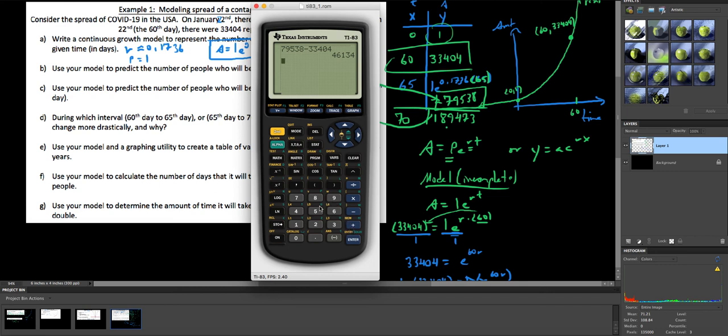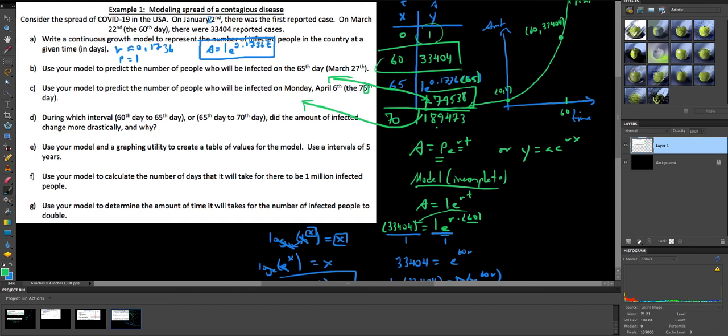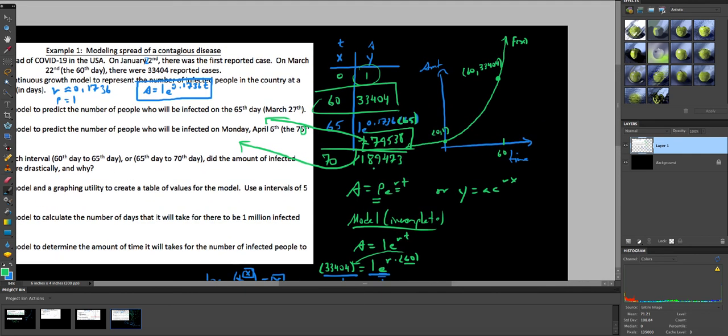Between the 70th and the 65th, so we say 189,473 minus the 79,538. This is how many it's changing by. So definitely between the 65th and 70th day. And to kind of answer why this happens, I could go out further right on my curve here. Let's see if I can buy myself some more space.